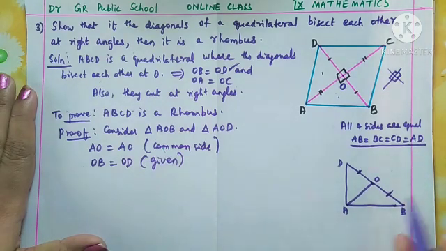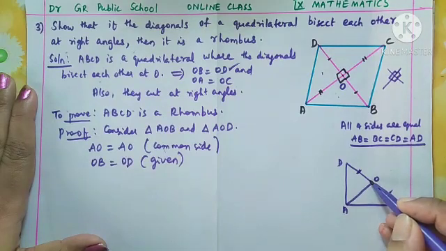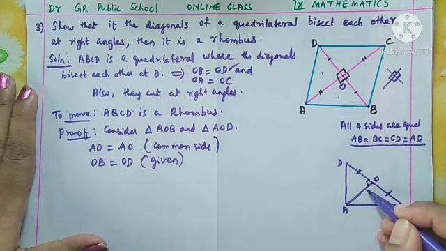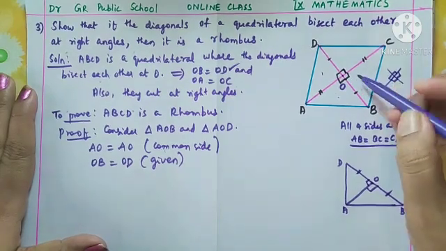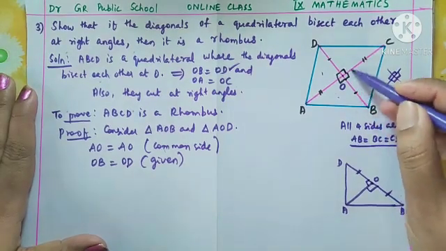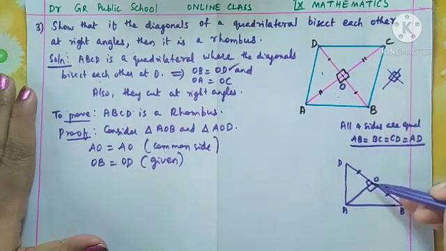Now you know what this angle is actually. So this angle AOD and this angle AOB. See the figure here? We already discussed they are cutting at right angles. So these two angles are what? They are equal.